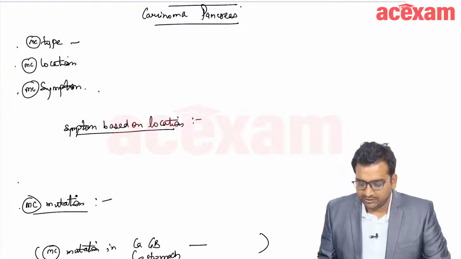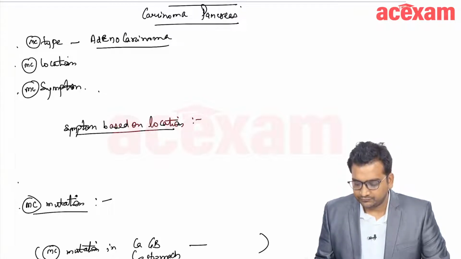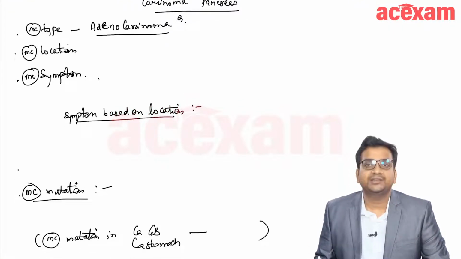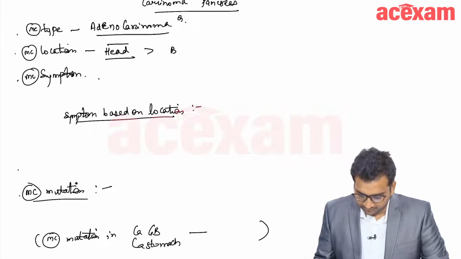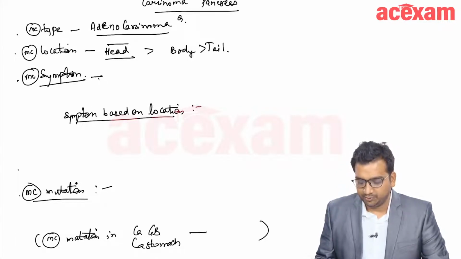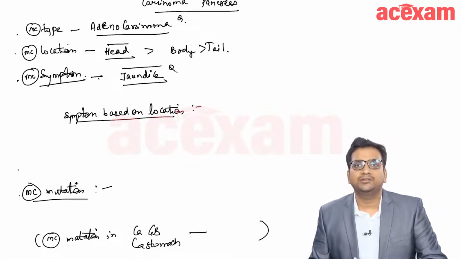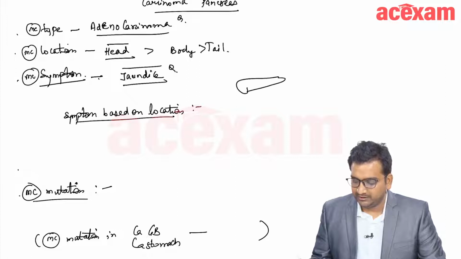The most common histological type is adenocarcinoma. The most common location is the head of the pancreas, followed by body, followed by tail. The most common symptom is jaundice. Actually, the symptom as well as the treatment depend on the location of the tumor. If the tumor is in the head of the pancreas, there is early involvement of the bile duct, so the patient will present with jaundice.